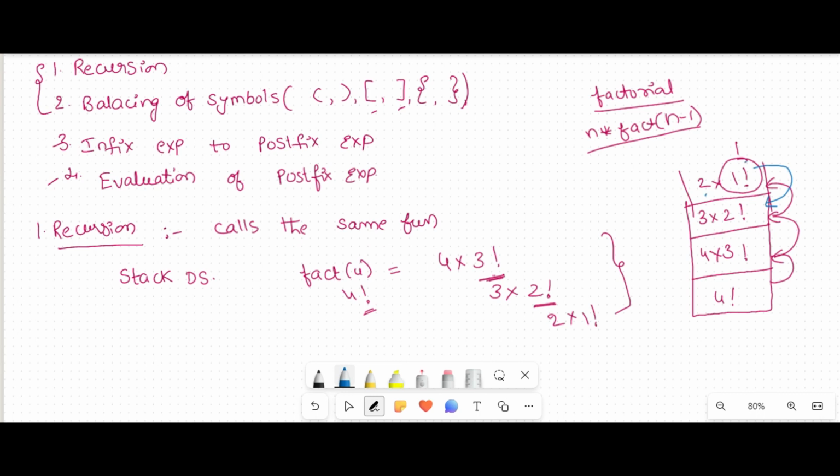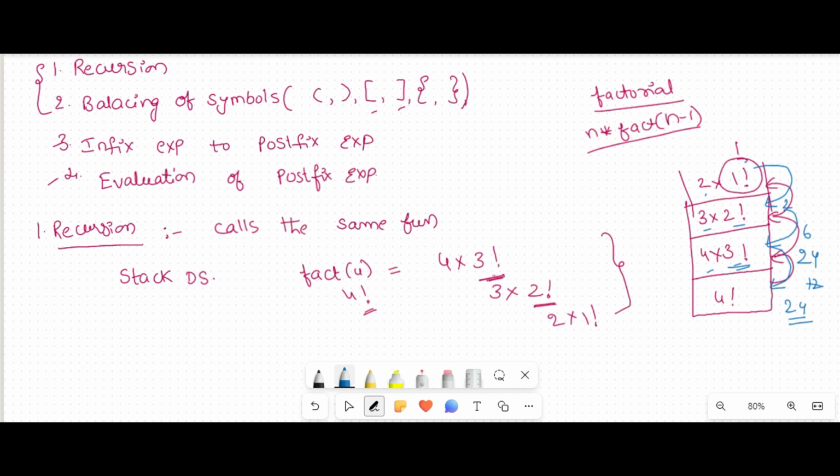So 2 into 1 is 2. 3 into 2, 6 will be returned here. 4 into 3 factorial: 3 factorial is 6, and 4 sixes are 24. That 24 will be returned here.